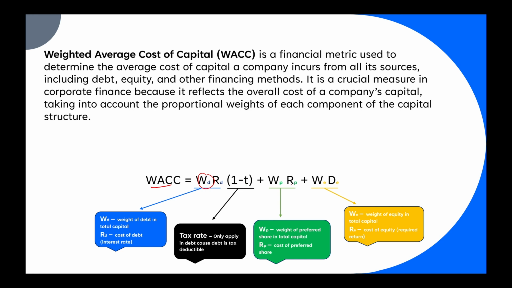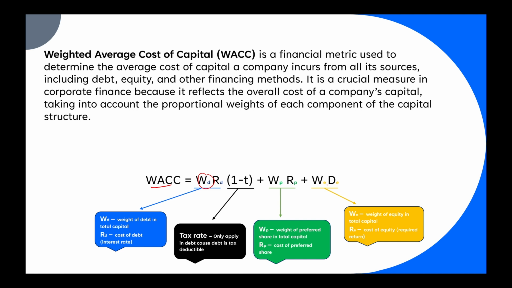Next we have WP, which is the weightage of the preferred shares, and RP is the cost of the preferred shares. Plus WE, which is the weightage of the equity shares, and RE, which is the cost of equity shares, also called required return.